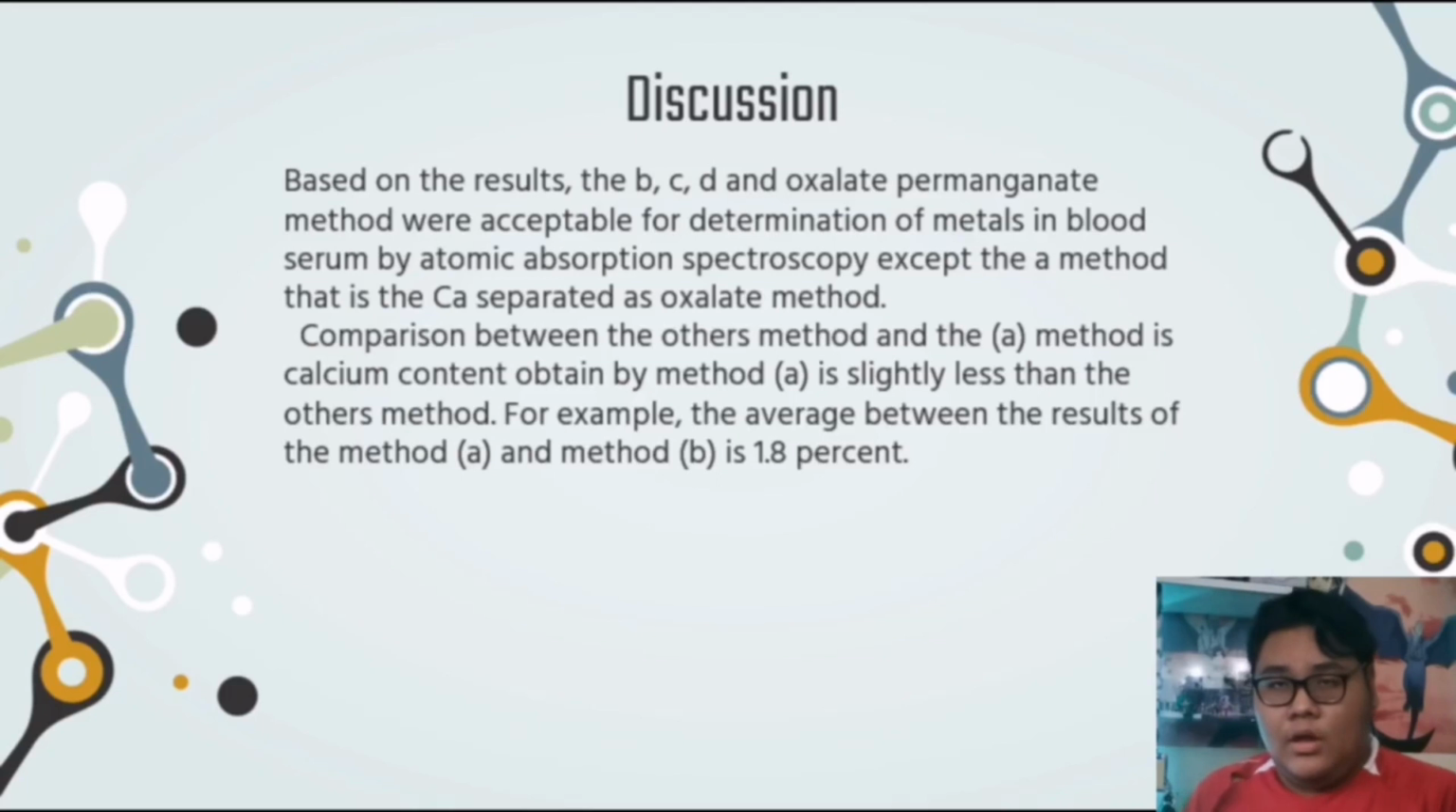For the discussion, based on the results, the B, C, D, and oxalate permanganate methods were acceptable for determination of metals in blood serum by atomic absorption spectroscopy, except the A method, that is the calcium spread as oxalate method. Comparison between the other methods and the A method is that the calcium content obtained by method A is slightly less than the other methods. For example, the average difference between the results of method A and method B is 1.8%.